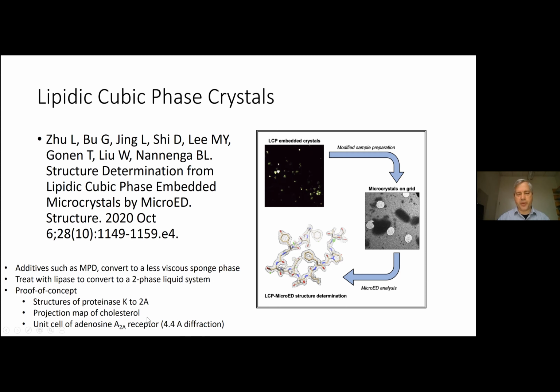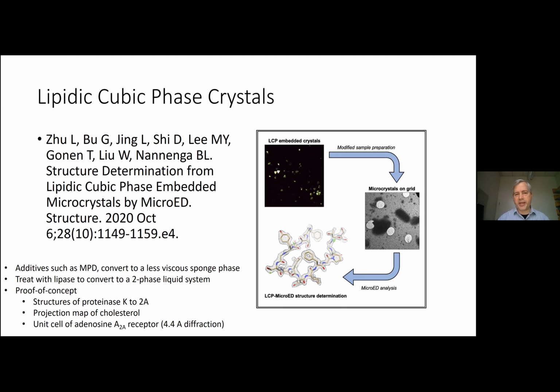But I imagine the reviewers wanted them to prove that what they were looking at was this and not just cholesterol. So then they did a crystal where they added extra cholesterol to this lipidic cubic phase and could see cholesterol diffraction. They only had a severely preferred orientation for some reason, so they could only get a projection map of that.